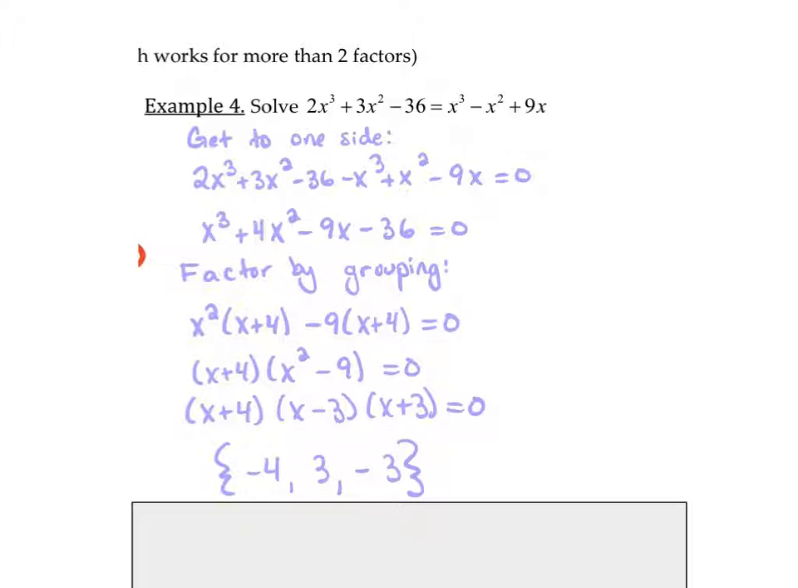So if you see an equation in your 3.5 homework, just go ahead and get everything to one side, factor appropriately, in this case by grouping, and then apply the zero product principle.